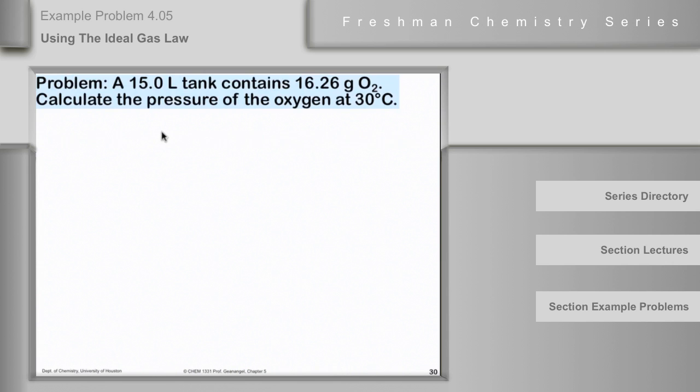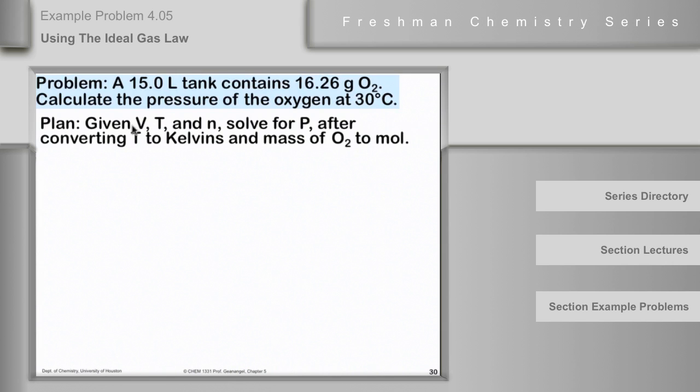Certainly, it's more straightforward in setting the thing up. Less opportunities for making an error. However, you have to remember what we said a few minutes ago. The volume, the temperature, and the pressure have to be in the right units. So, as we look at this, we're given the volume in liters, the temperature in Celsius, that's going to have to be changed to kelvins. And the mass of oxygen, which is going to have to be changed to moles of oxygen.